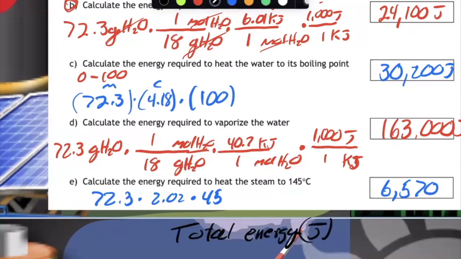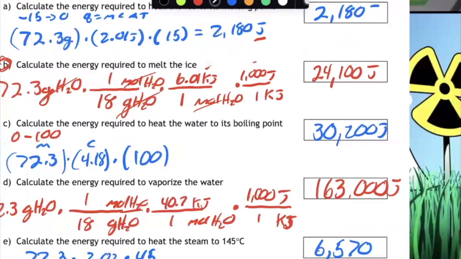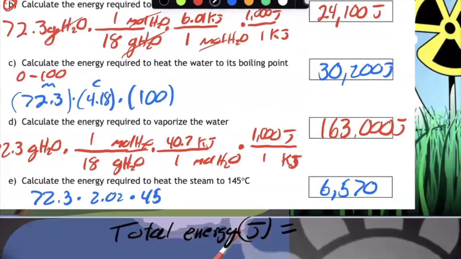in joules is going to be just simply adding these numbers together, and that comes up to 226,050. That's kind of hard to read. Okay, and so that is going to be my final answer.